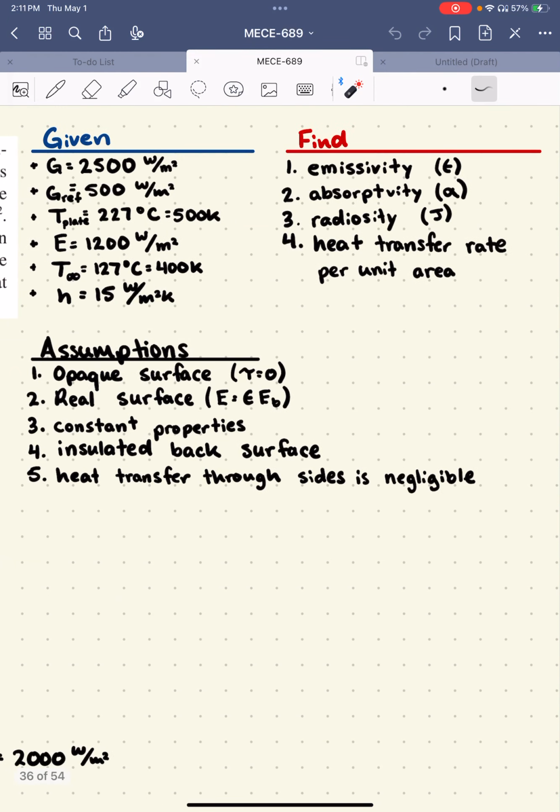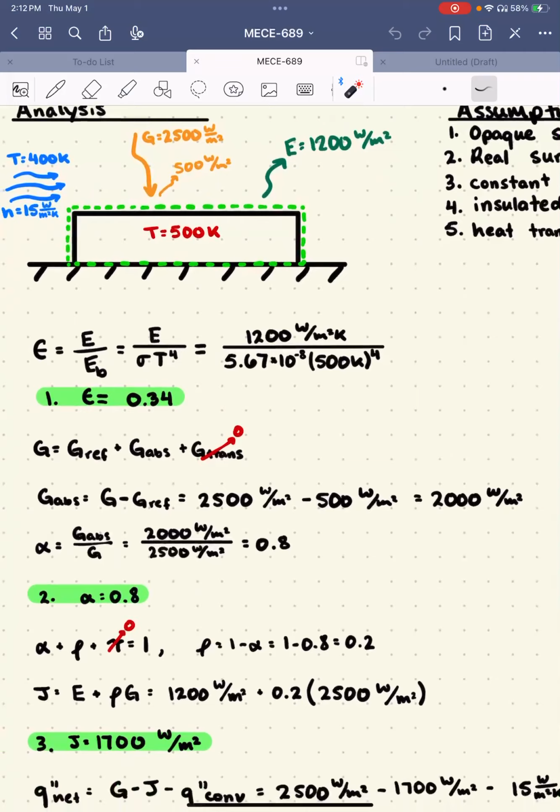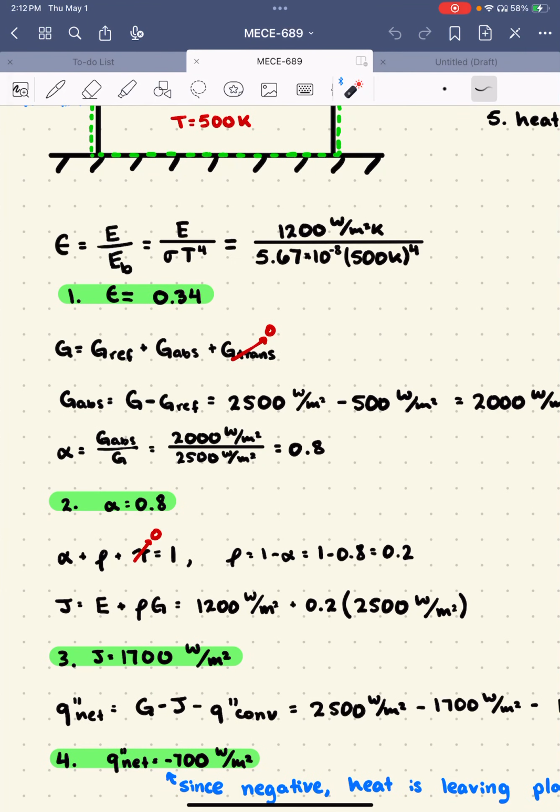I've organized these so we have our givens here, our assumptions down here, where we have an opaque surface, the transmission is equal to 0, real surface, where the E is some factor away from the emissive power of a black body. We have constant properties, insulated back surface, and heat transfer through the sides is negligible. And of course, we're being asked to find the emissivity, absorptivity, radiosity, as well as the heat transfer rate per unit area.